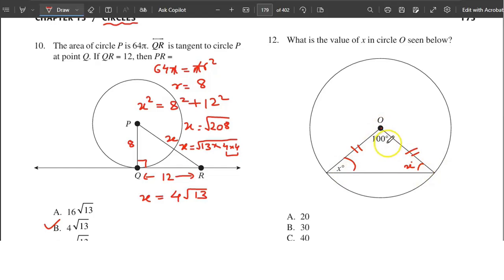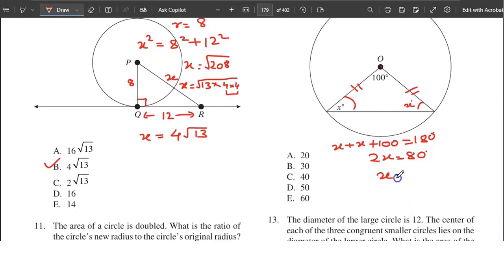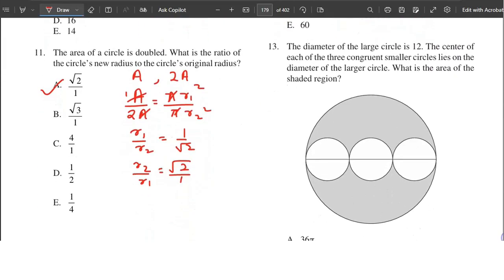Now this is a triangle, so the sum of all the angles is supposed to be 180 degree. So x plus x plus 100 will give us 180 degree. So we'll have 2x equals 80 degree. So x is coming as 40 degree. Option C is correct. Now the next question.